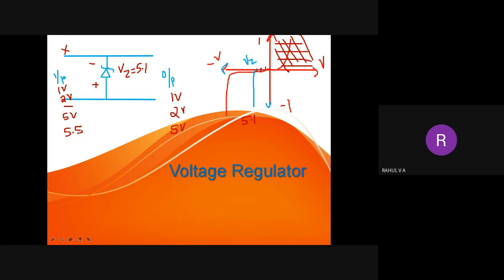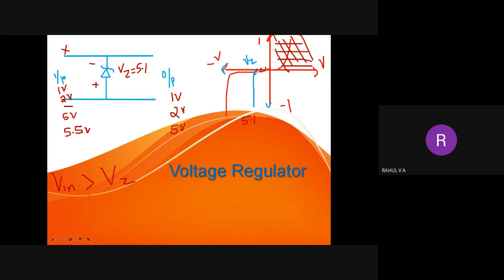What I am going to do is apply a 5.5 volt input. That means this input voltage is greater than the Zener voltage. Input voltage is greater than Zener voltage. Breakdown happens.